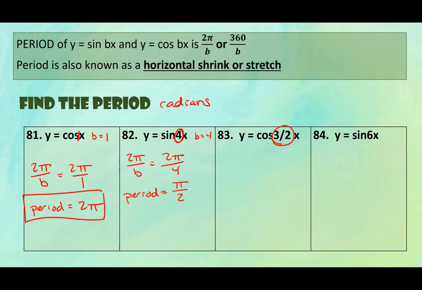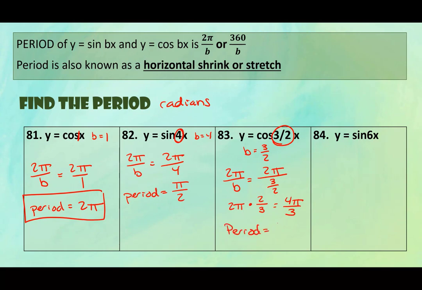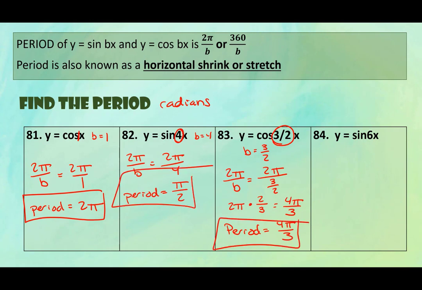Okay, so for number 83, b is equal to 3/2. Because we know that 2 pi over b is our period, we now have 2 pi divided by 3/2. Now what we're going to do here is keep, change, flip this fraction. So we're going to keep the numerator, so we have 2 pi. We're going to change the operation and we're going to flip the denominator. So now we're going to have 4 pi over 3. So our period here is 4 pi over 3. Make sure we're boxing all these.